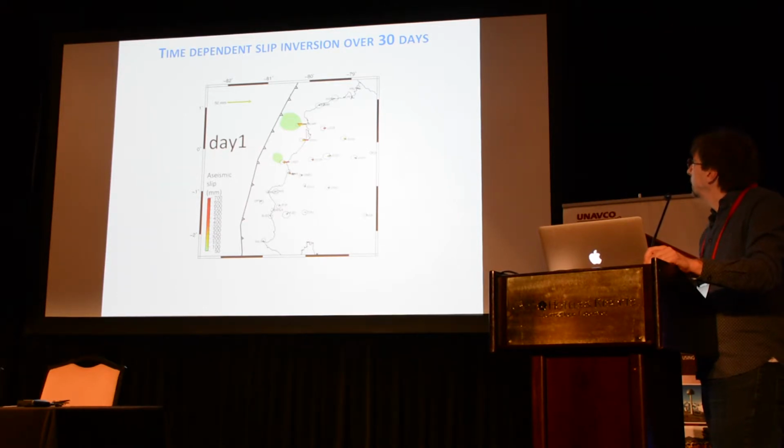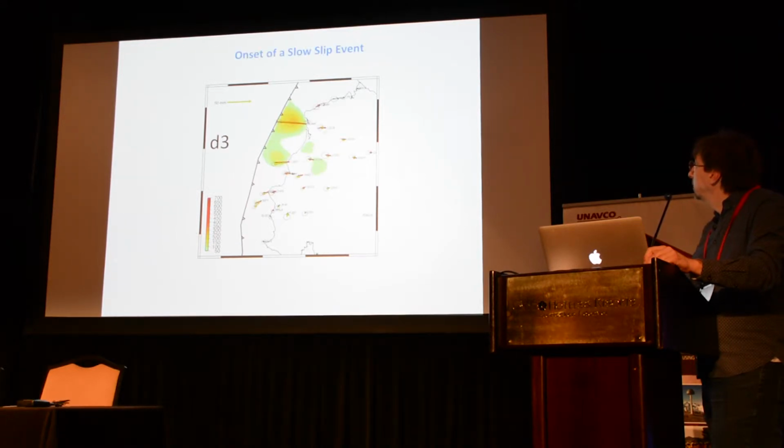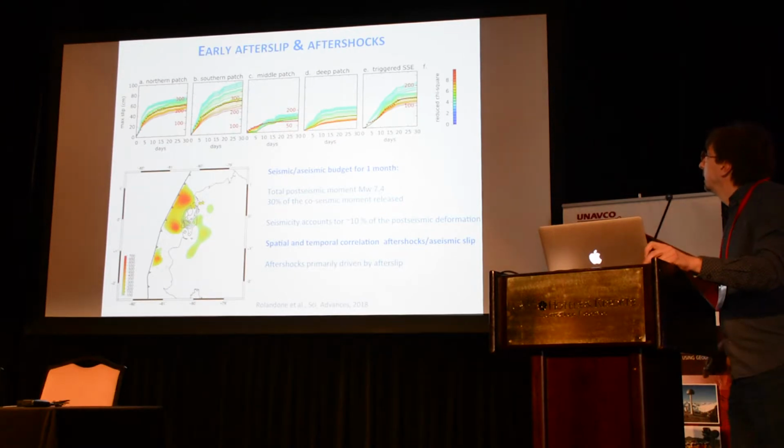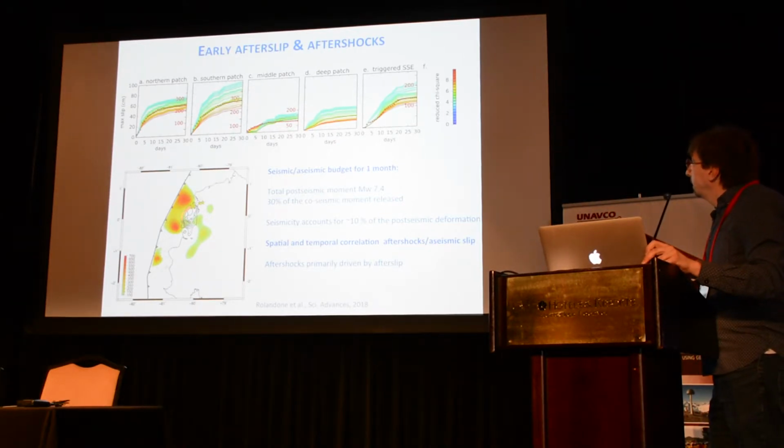We see during the first day that slip starts to develop at some specific area of the plate interface, up-dip of the rupture. After day 3, we start to have the triggered slow slip event. We also start to have some afterslip developing down-dip, and I will go on with the animation. Okay, so now what we have here is the final cumulative slip after 30 days.